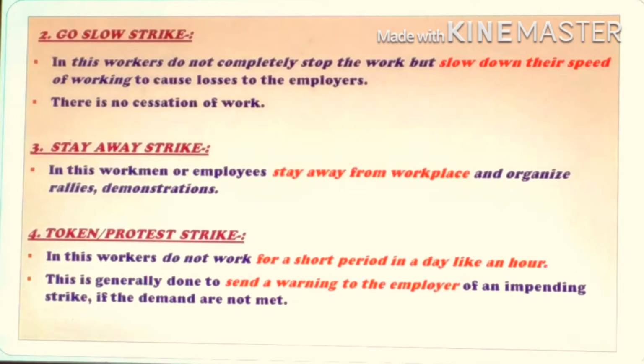Fourth one is token or protest strike. So in this, workers do not work for a short period in a day like an hour. So in this strike, workers do not work for a short period. It's generally done to send a warning to the employer of an impending strike if the demands are not met. So why do they do this strike? To send a warning to the employer. If their demands are not met, they will do strike.